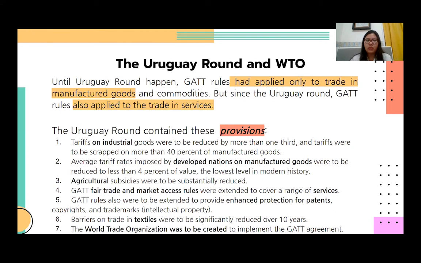Next, the GATT rules also were to be extended to provide enhanced protection for patents, copyrights, and trademarks, or as we call it, intellectual property. The sixth one, barriers on trade in textiles were to be significantly reduced over 10 years. And the last one, the WTO was to be created to implement the GATT agreement.